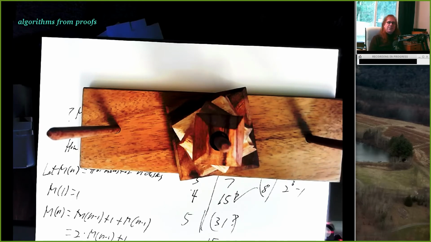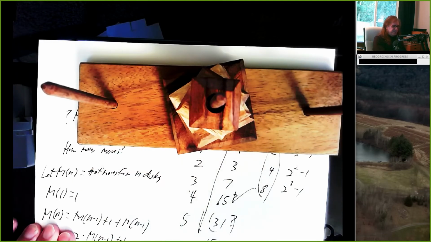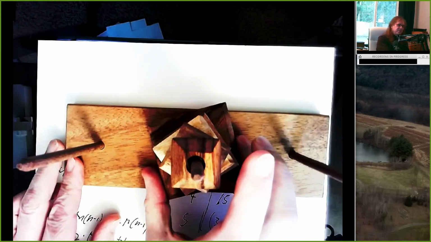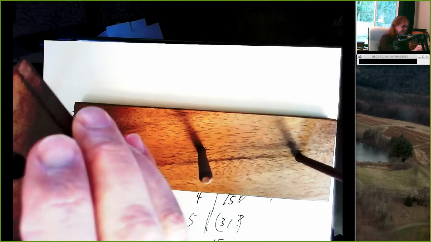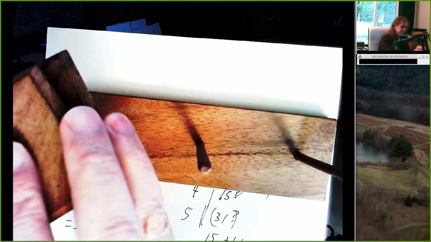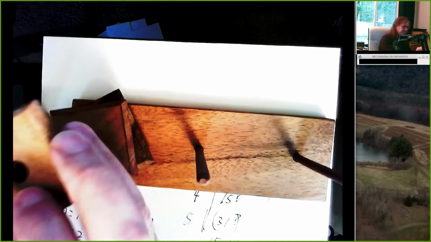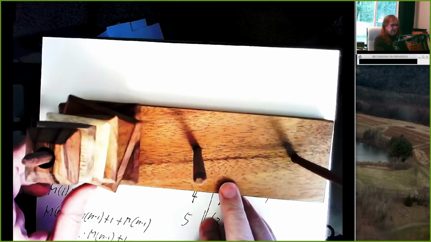But we can also get an algorithm from this. The logic that we worked through to discover how many moves it takes to do n disks in terms of how many moves it takes to do n minus 1 disks, that also discloses an algorithm for solving this puzzle. If I wanted to solve this puzzle for 6 disks, how do I do it?